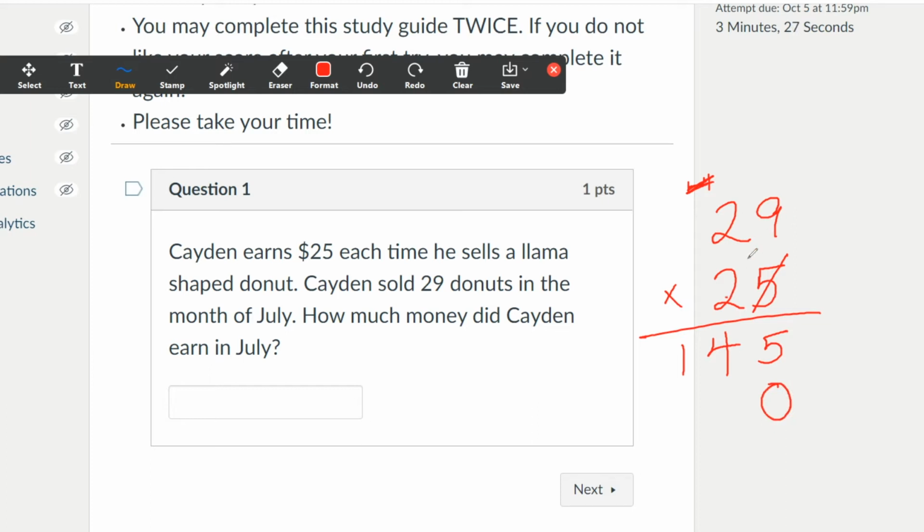2 times 9 is going to be 18. Put our 8 right there and regroup the 1. 2 times 2 is 4, plus 1 more is 5. We're done with that 2. We would go to the next row, but there are no more numbers we can multiply, so we can just add these up. We have 5 plus 0, which is 5. 8 plus 4 is 12. Regroup the 1. 5 plus 1 is 6, plus 1 more is 7. So Caden makes $725 in July.